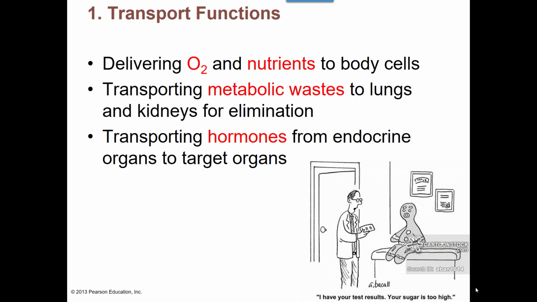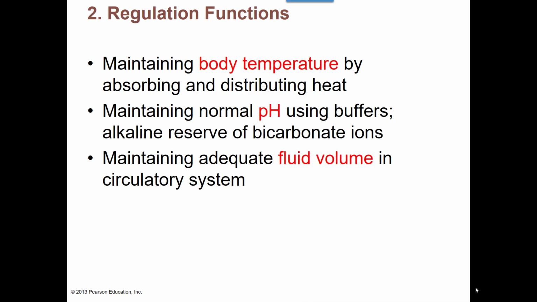For the regulation functions, it can help regulate and maintain your body temperature. It can absorb heat, and it can also distribute heat throughout the body into our skin surface.